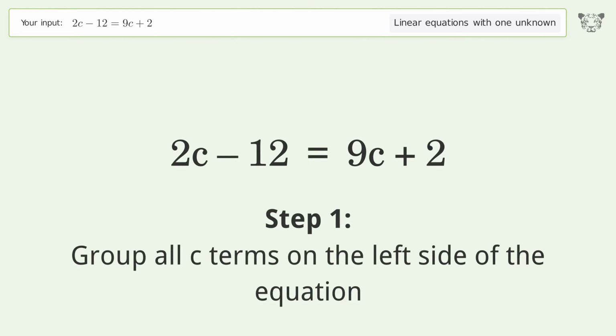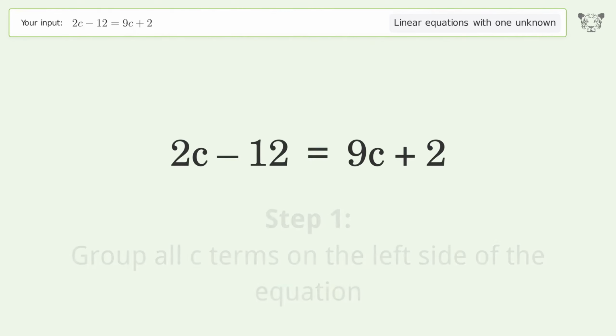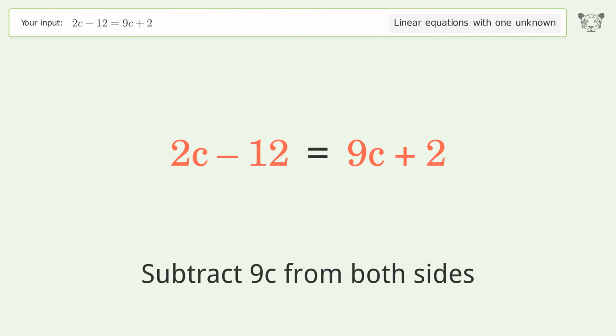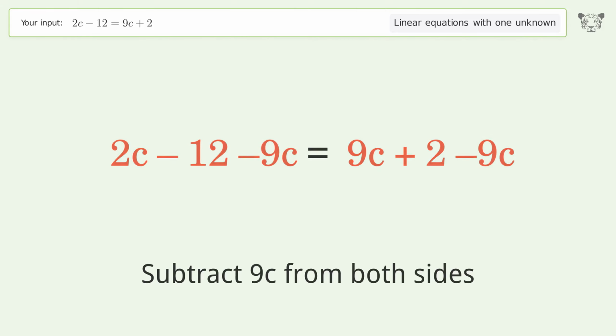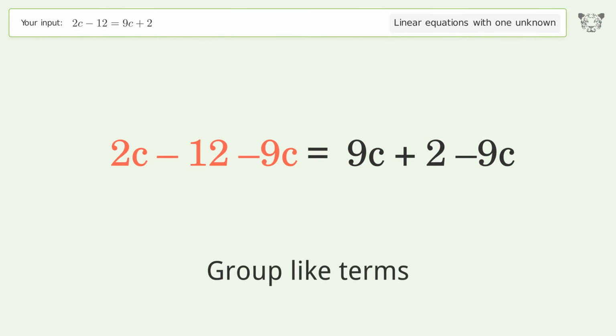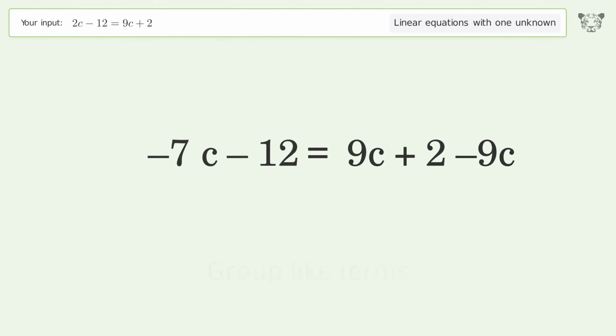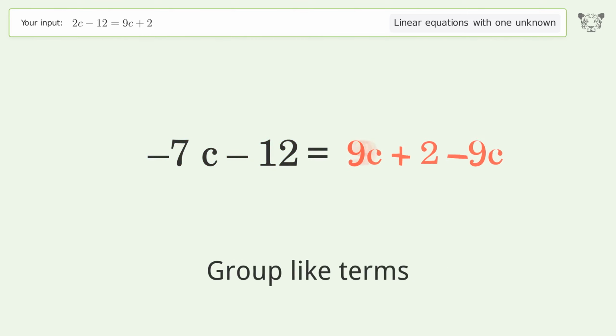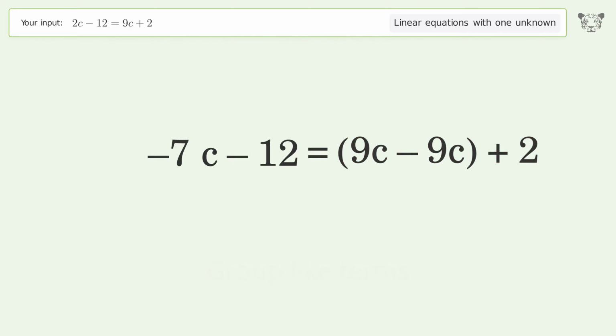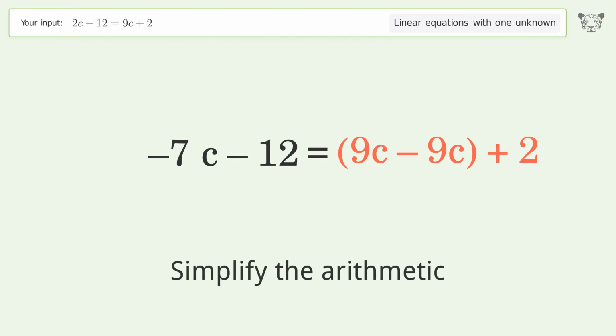Group all c terms on the left side of the equation. Subtract 9c from both sides. Group like terms. Simplify the arithmetic. Group like terms. Simplify the arithmetic.